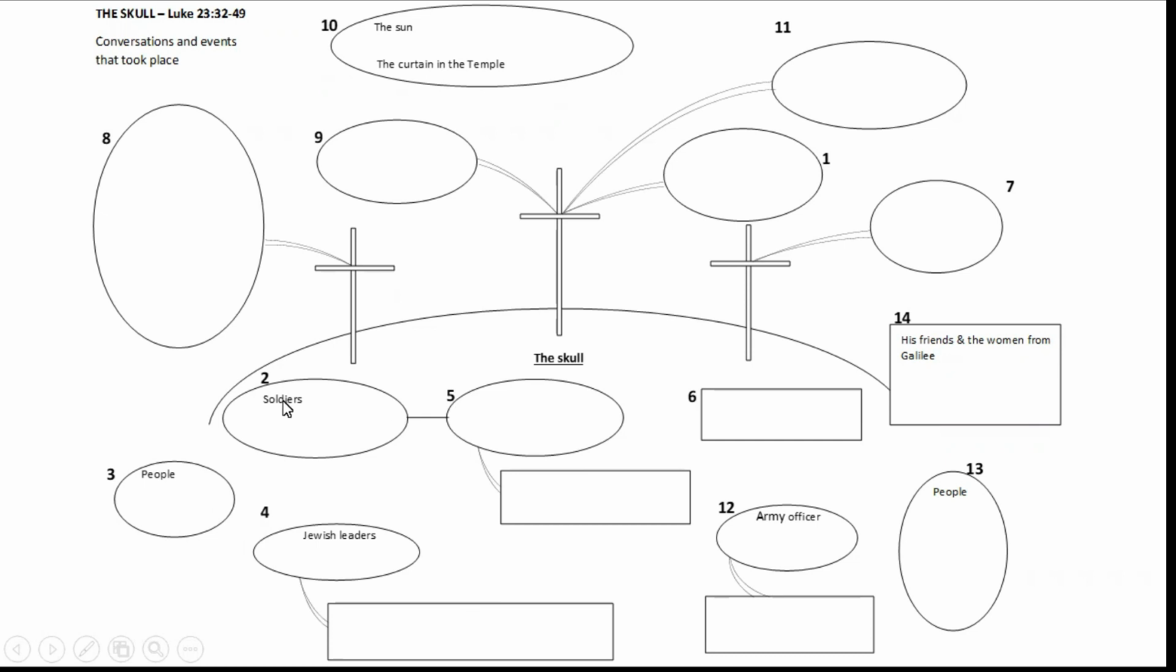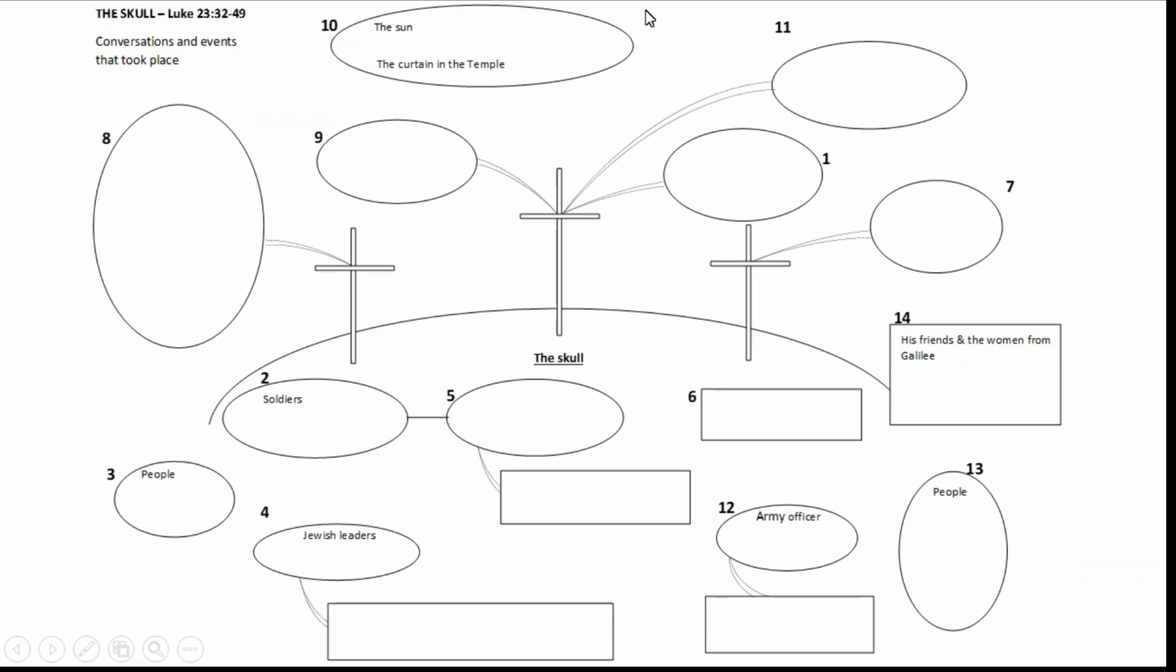And number 5, the soldiers, what else they do and what did they say. Number 6 is the sign on top of the cross. And then we have 7, criminal 1, and 8, criminal 2 over here. And Jesus responds. Number 10, we have the sun and the curtain. Number 11, the things that Jesus said right before he died.